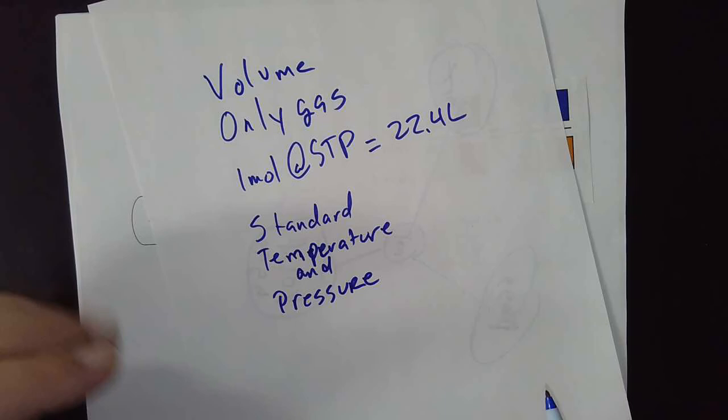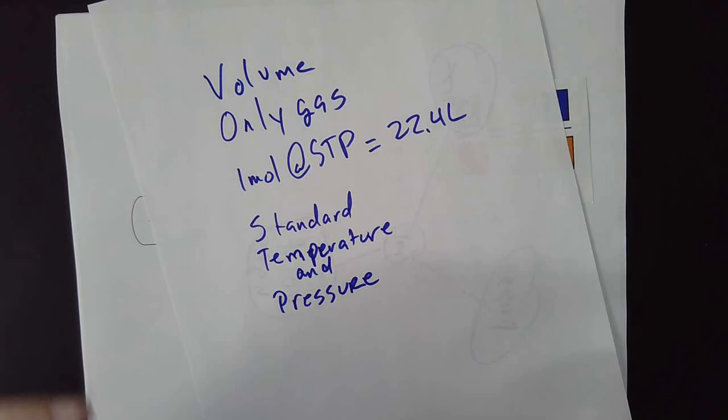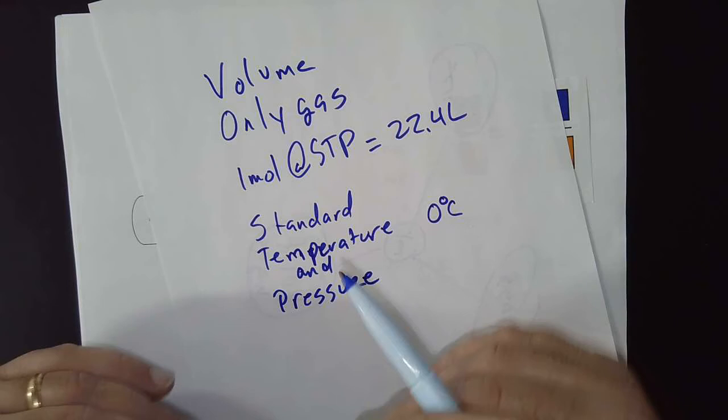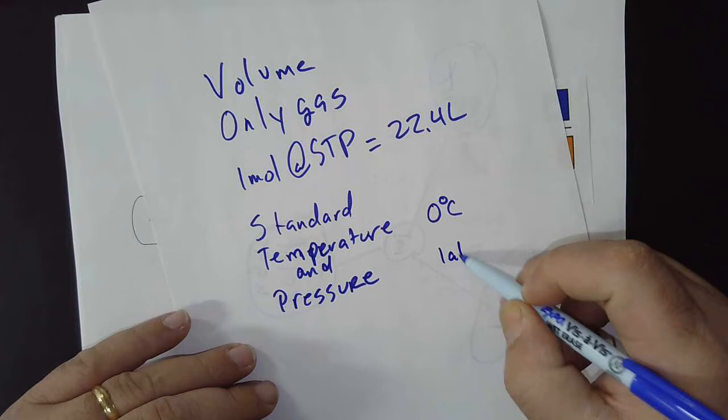So what is the standard temperature and pressure? Well, it's derived from the freezing point of pure water under normal conditions at sea level. If I have pure water under normal conditions at sea level, the standard temperature that it's going to freeze is going to be 0 degrees Celsius. Under normal conditions at sea level, the atmospheric pressure is 1 atmosphere. Okay?